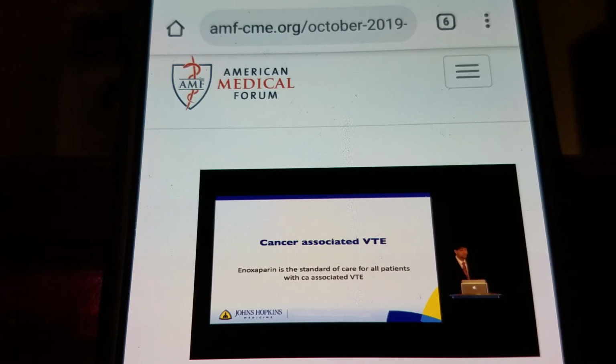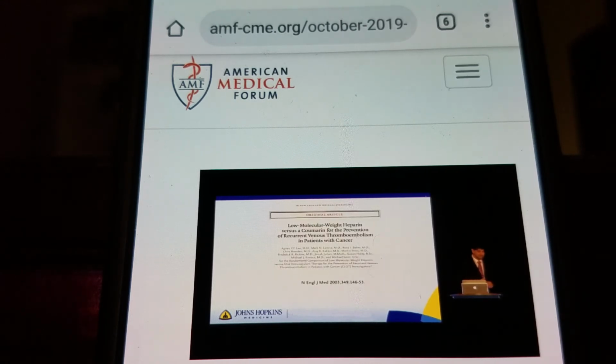Okay, we'll move on next to cancer-associated VTE. And I'll start off with this statement: enoxaparin is the standard of care for all patients with cancer-associated VTE. Raise your hand if you agree with me. No one agrees with me? Okay, you guys probably already know about this data, but I will aim to disprove this. So it really depends. It really depends on the type of patient, the type of cancer. Are they metastatic? Are they on chemotherapy or not?